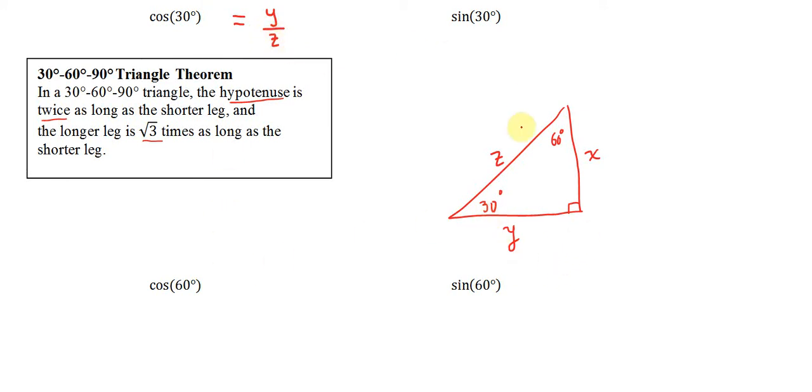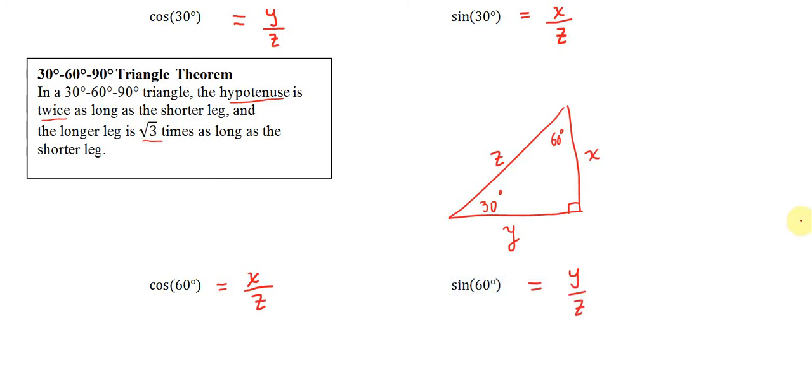And I'm just going to keep on going in the first two examples here. For the sine ratio, the opposite leg is x, and the hypotenuse is still z. For the cosine of 60, so using 60 degrees as our reference, the adjacent leg is x, and the hypotenuse is z. And finally, for the sine of 60 degrees, using 60 as our reference, the opposite leg is y, and the hypotenuse is z.